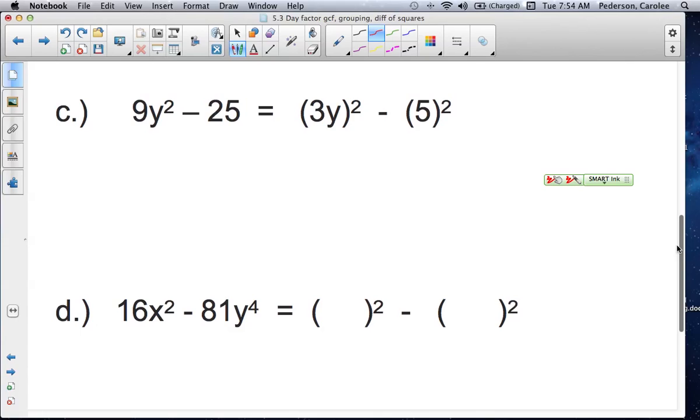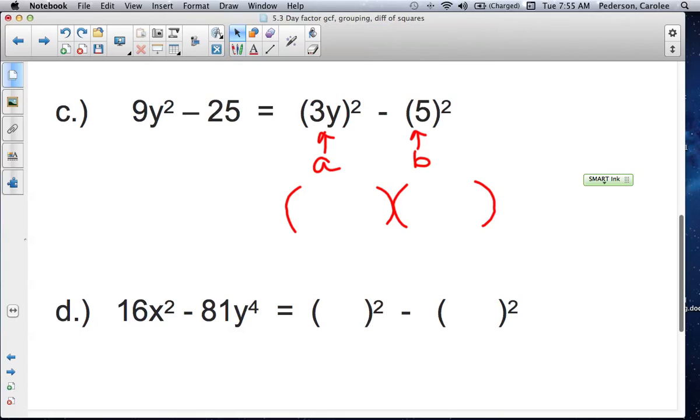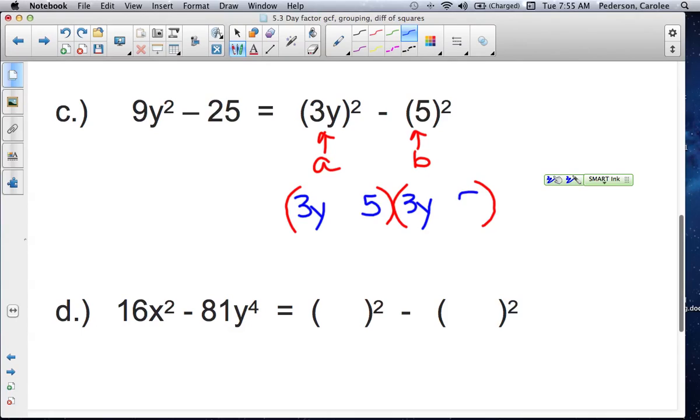Next example, again, don't need to write this down, just follow along. A little bit more challenging now because now we have a 9y squared. So we're going to rewrite that 9 as a perfect 3 times 3. And then the y times y. So this will be my a. Now rewrite the 25 as a perfect. 5 times 5 is 25. Now we're set to split it up. So I have 3y and 3y. That's my first term. And then I have my 5 and my 5. And then what goes in between is minus and plus.